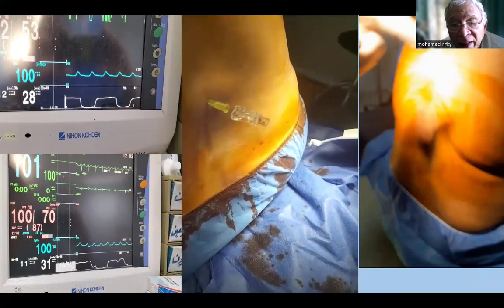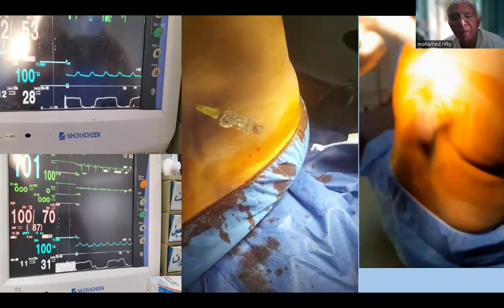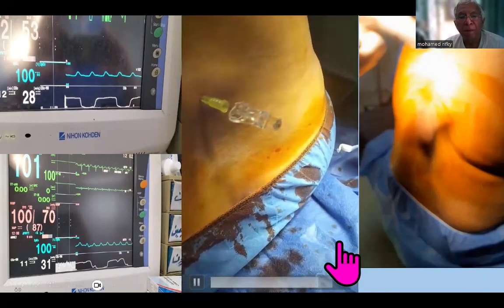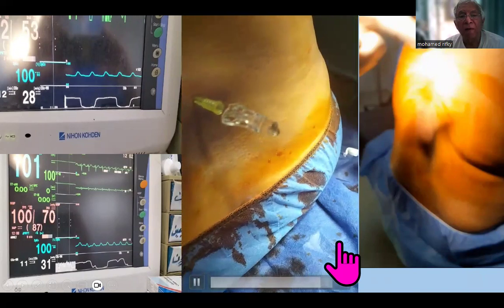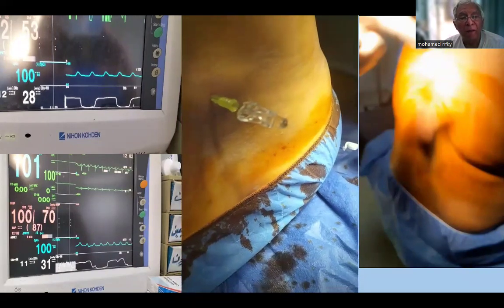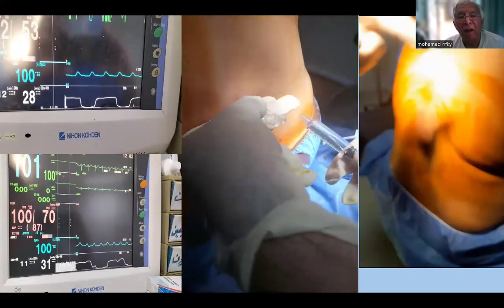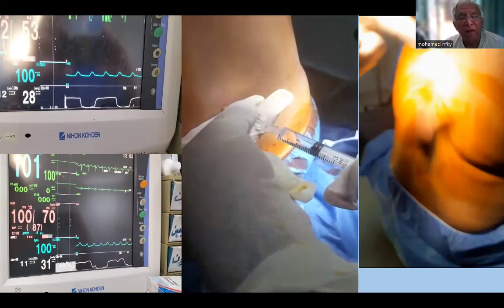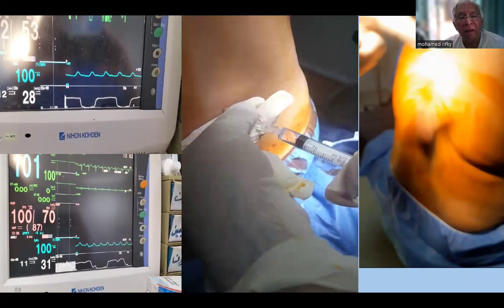You can see it's very clear now. Now it's coming. Yes, this is the normal flow from a 25 gauge spinal needle, and he is going to inject. This amount, of course, is correlated to the age and the site of the surgery, and the length of the patient and so forth.